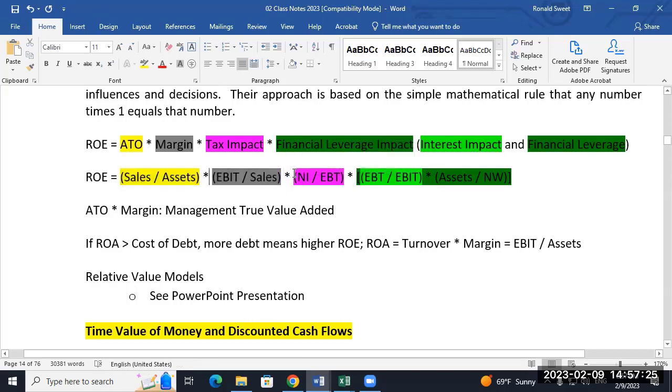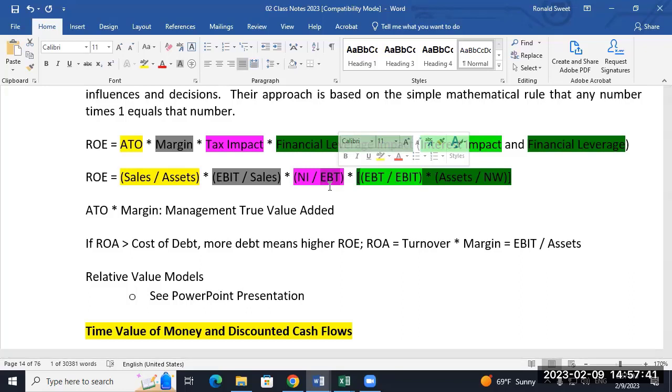The next one is net income over earnings before taxes. What's the only difference between net income after tax and net income before tax? What you pay in taxes. If your tax rate is 30%, this number should be 0.7. Essentially, this is how much of your income you keep after you pay tax. It should be 1 minus your tax rate.